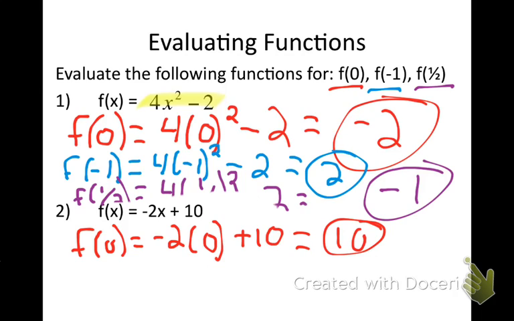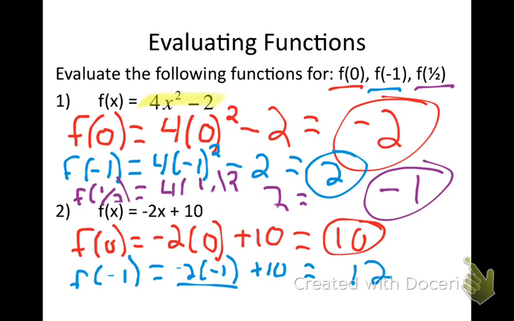F of negative 1 now. So same function. F of negative 1, negative 2 times negative 1 plus 10. Negative 2 times negative 1 is what, Mark? Negative 2 times negative 1? 2 plus 10 gets me? 12. My output is 12. Nice job.